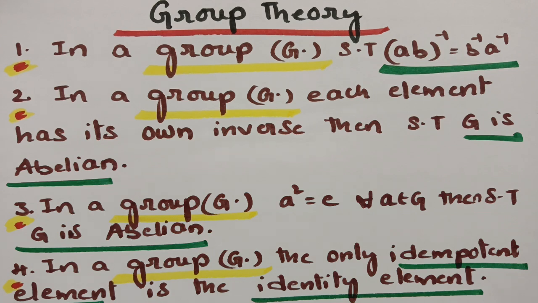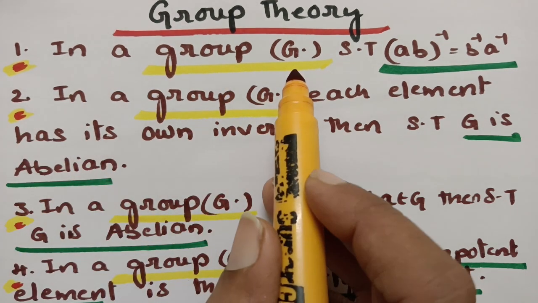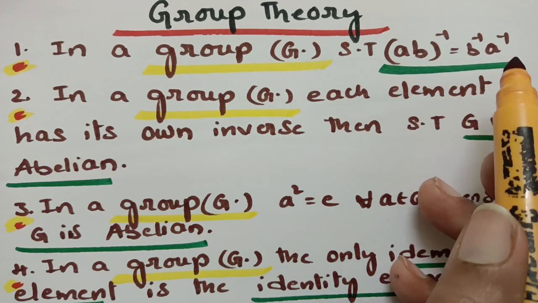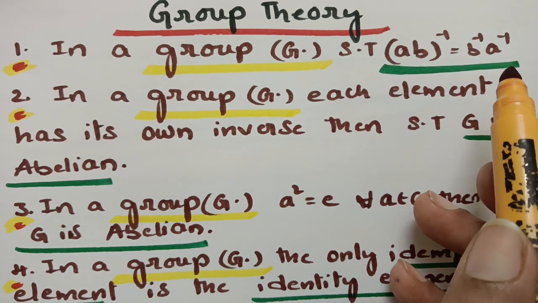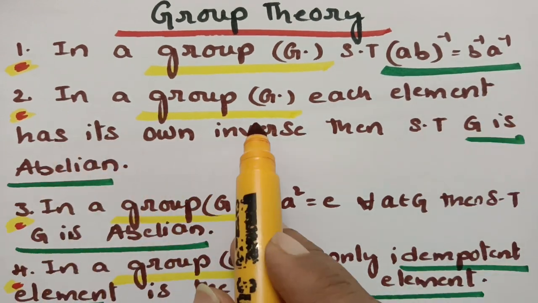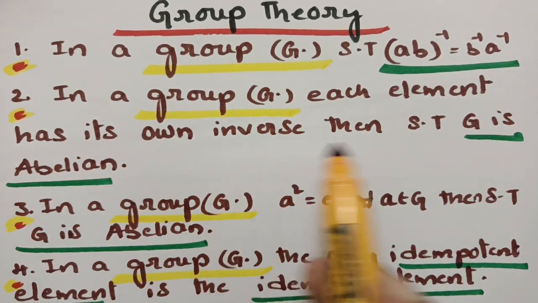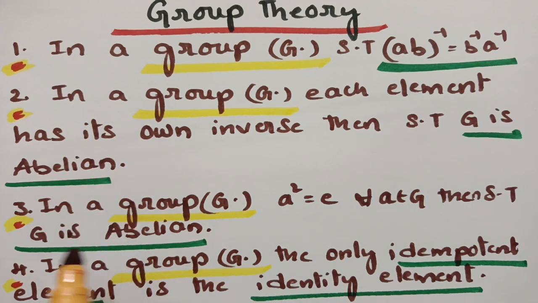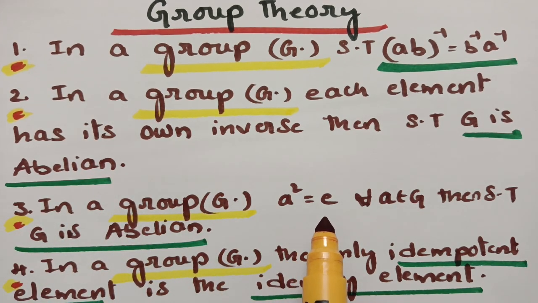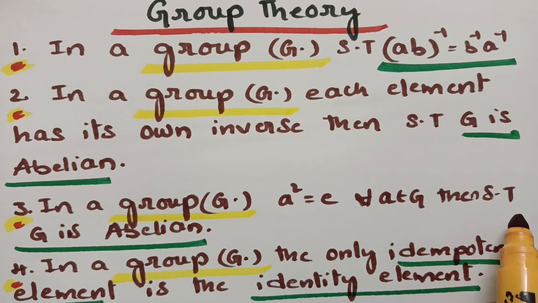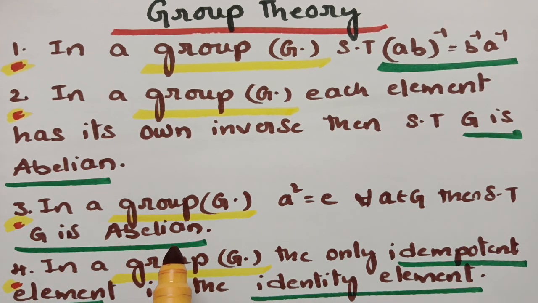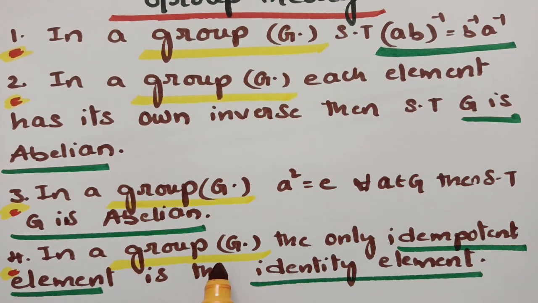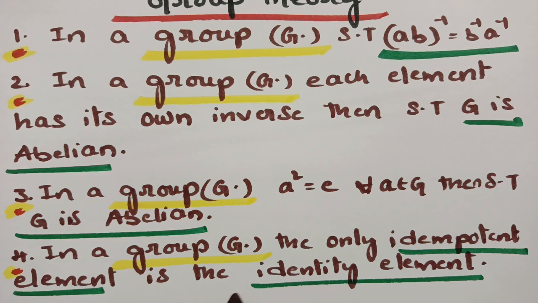And today's video is on group theory, and there are four problems which are flashing on the screen. The first thing is, in a group (G, ·), we have to show that (AB) inverse is equal to B inverse into A inverse. So these are the most important questions. And in a group G, each element has its own inverse. Then we have to show that G is abelian. In a group (G, ·), A square is equal to E for every A belongs to G. Then we have to show that again G is abelian. Next one, the fourth question here is, in a group (G, ·), the only idempotent element is the identity element. So there is a slight difference, idempotent, and this is identity.